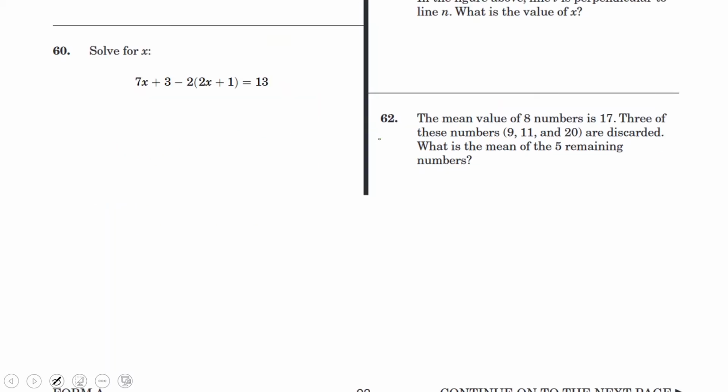Next. 60. Alright, it's very simple. Expand 7x plus 3 minus 4x minus 2 is equal to 13. Group x's together, so 3x plus 1 is equal to 13. x is equal to 4, right? Because I move here, 12 divided by 3.